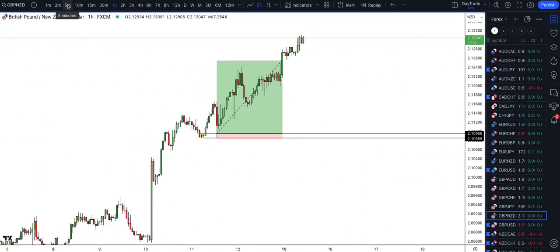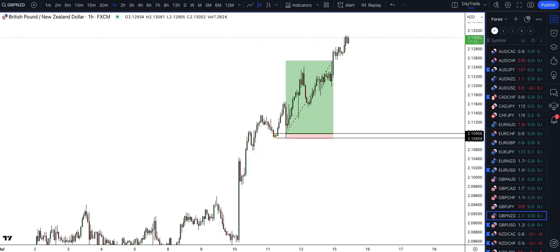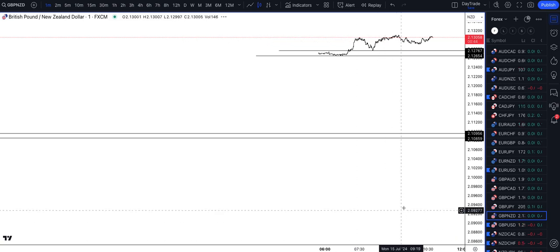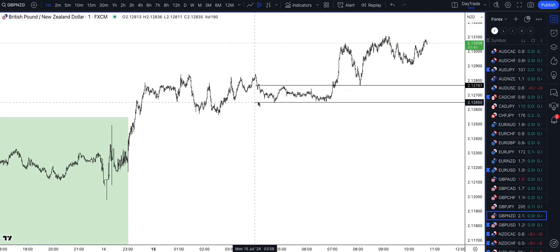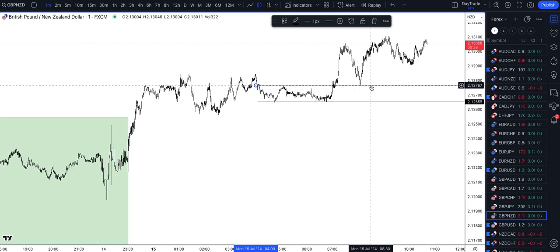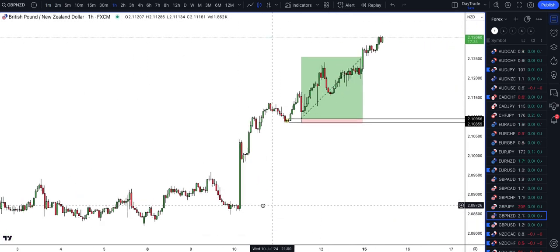Let's see, what else can we look at here? There's potential to be some demand in here. I mean, price has already kind of gone for it, so we can't take that trade. Yeah, price has already come back for it, so can't have that trade on. Nothing there for us either.